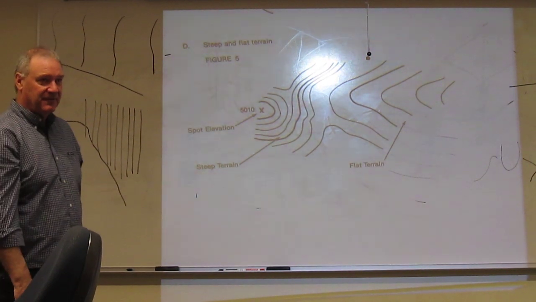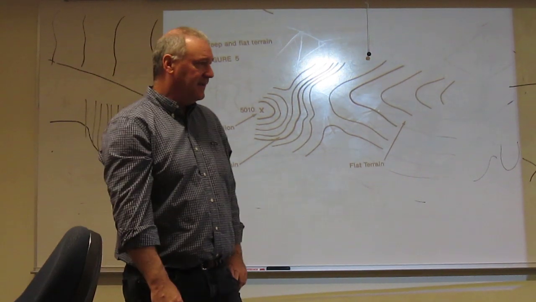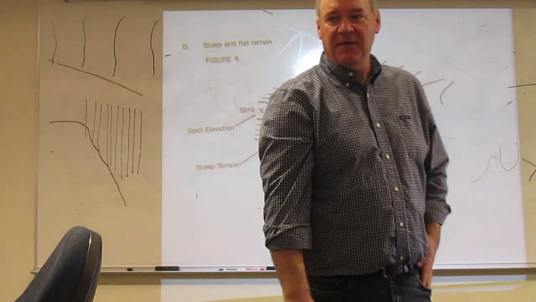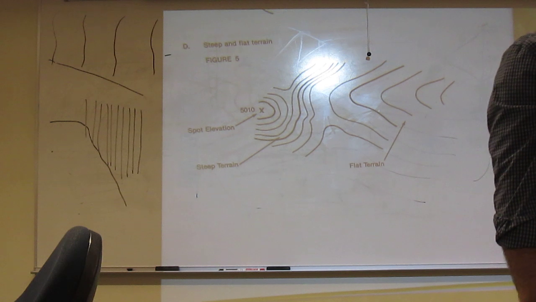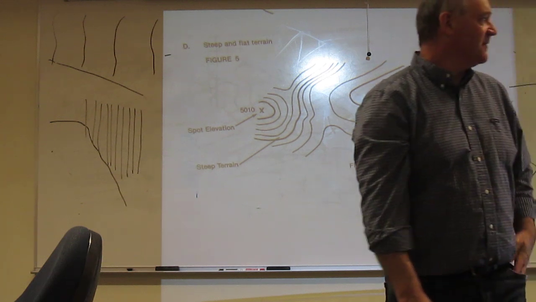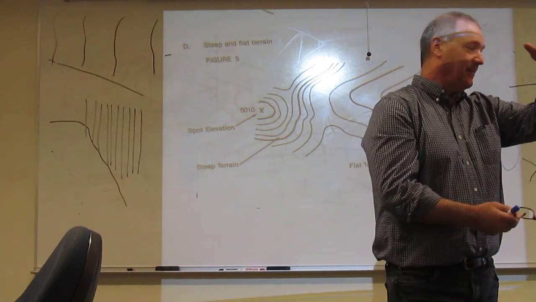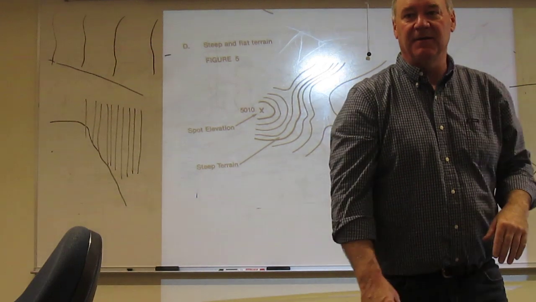Features of flat terrain and steep terrain. First thing, can you see the contour interval on the map? So what is a contour interval? It's the distance and elevation between each line. Should be listed on the bottom of the map.